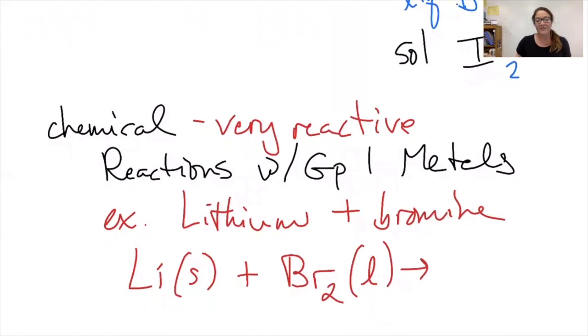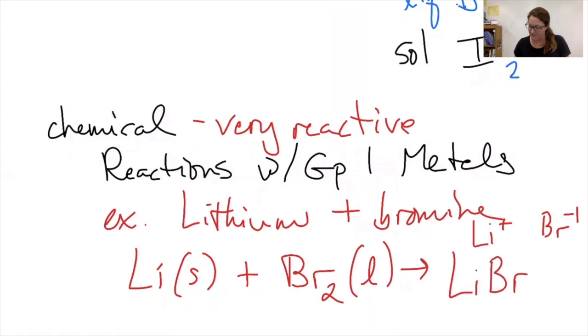When these react, they're going to form lithium bromide. Lithium, as you know, is a +1. Bromine is a -1, so they will join to form LiBr. Ionic compounds at room temperature are solids. Balancing this gives me a 2 and a 2.